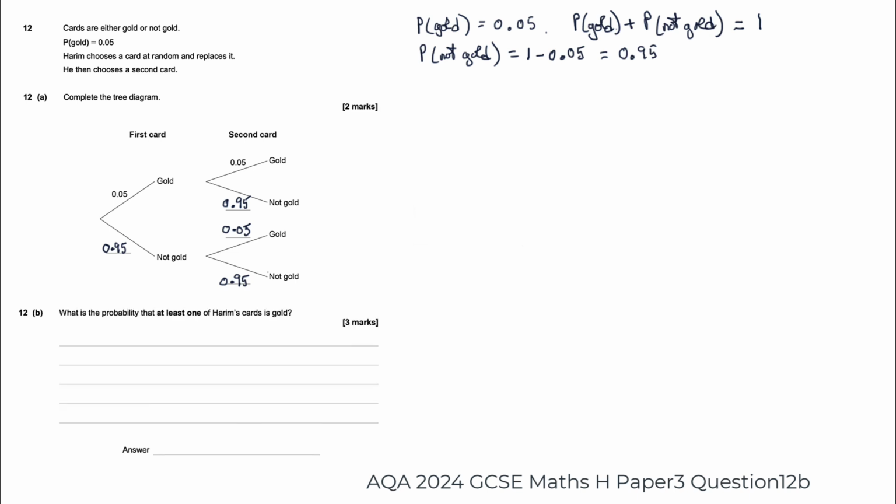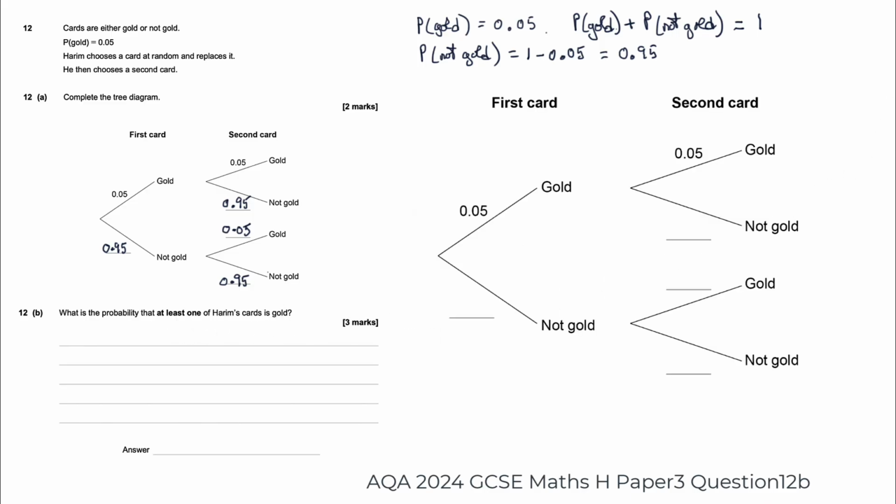Let's have a look at part B. We're asked, what is the probability that at least one of Haram's cards is gold? Now, if we look at this diagram, how can he get one card at least being gold? Well, he could get that happening on his first draw of a card. Now, assuming that's not happening, assuming that he didn't get a gold card, and we know that probability is 0.95, he might get that card gold on the second draw of the card. So that's all the information we need to figure out the probability that at least one of his cards is gold. He's got two possibilities, so we'd add the two possibilities together.